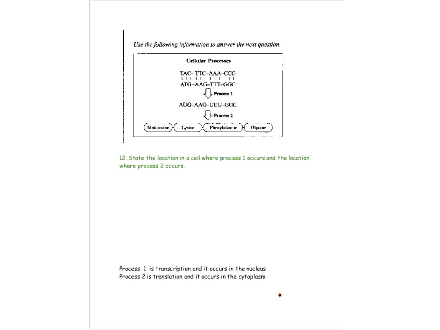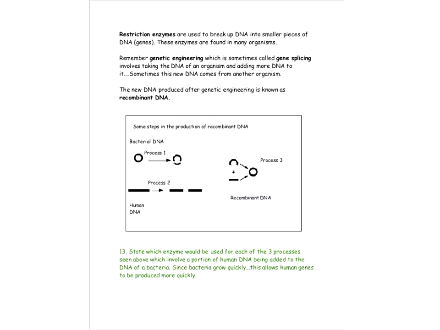Good stuff. And I believe we are on the last screen, or maybe the second last. Okay, so we're going to look at some important enzymes, other than the ones we've looked at so far. These are called restriction enzymes, and their job is a little different. Rather than building up DNA, restriction enzymes are used to break up DNA into smaller pieces of DNA, or genes. These enzymes are found in many organisms.